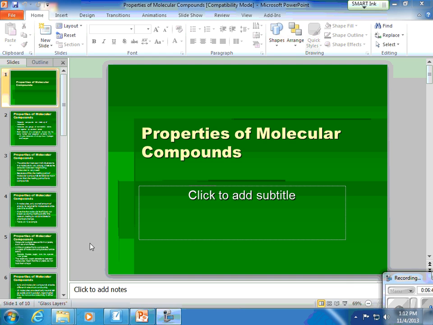That's pretty much it for molecular compounds and their properties, and a few differences compared to ionic compounds. It's a short little lesson today, but now you can see the differences and how we can really decipher between the two. Hope you learned a bit today, and thanks a lot.